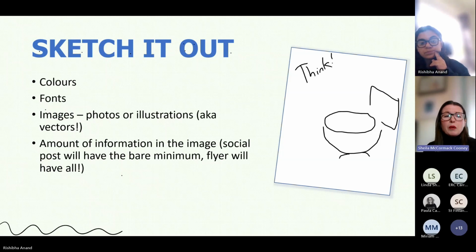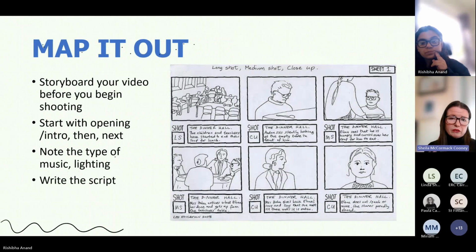And then if you're making a video, map it out. You can create a little comic to storyboard your video so that you're not retaking all the bits. So storyboard, start with your opening, your intro, then next, talk about things like lighting. If you're going to use music, you can write the script. Okay. So all of these things can be done in your committee meetings when you're working on your campaign.